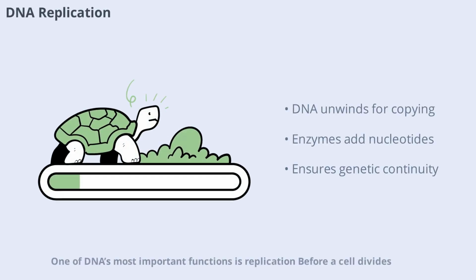One of DNA's most important functions is replication. Before a cell divides, it must make an exact copy of its DNA so that each new cell receives the same genetic information. The double helix unwinds and each strand serves as a template for a new complementary strand. Enzymes help add the correct nucleotides, ensuring accuracy. This process is essential for growth, repair, and reproduction in all living things.